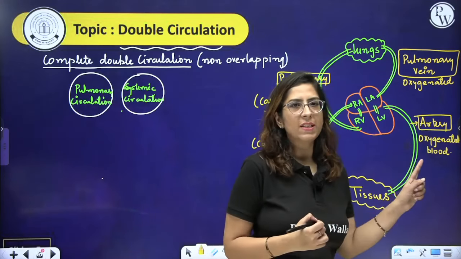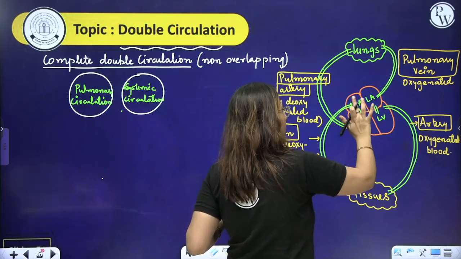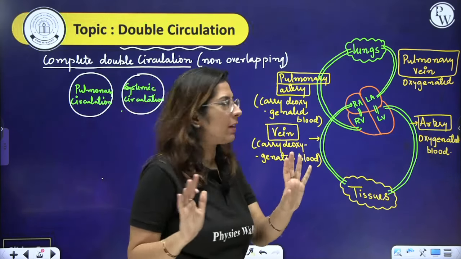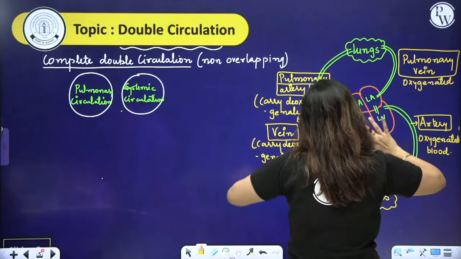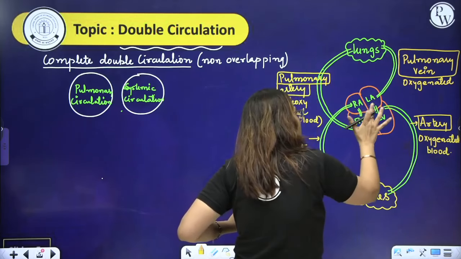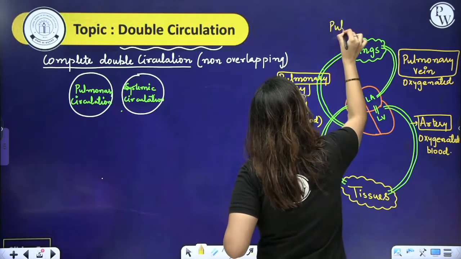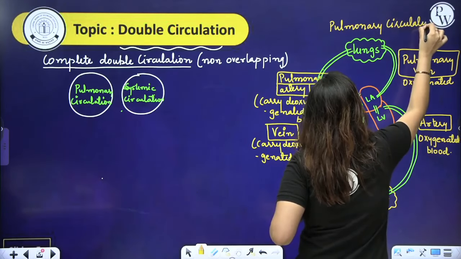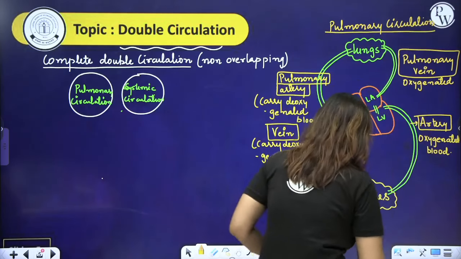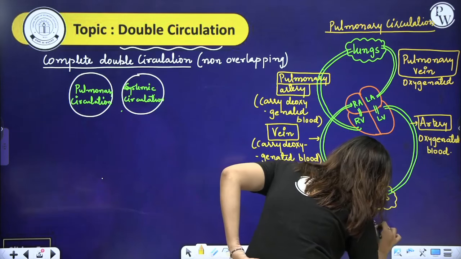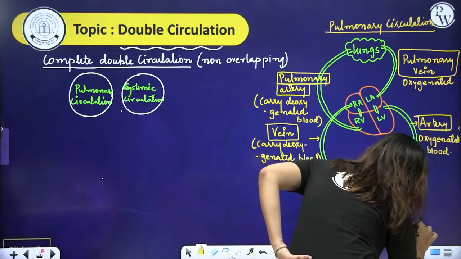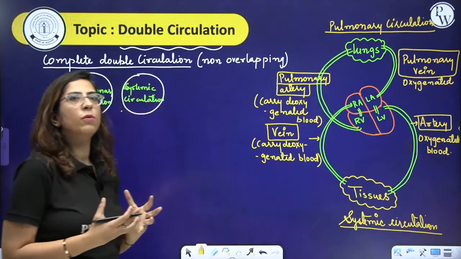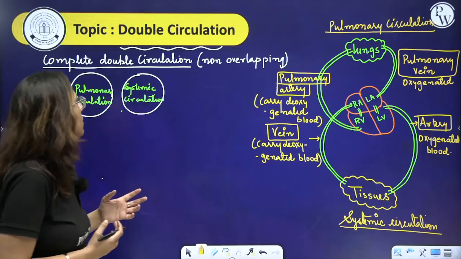Double circulation means circulation is happening twice. One circulation, and two, then this particular circulation. Now listen very carefully. This particular circle, from the right atrium to the lungs to the left atrium, is termed as the pulmonary circulation. Two circles. This is termed as the systemic circulation. Systemic means some things are coming towards the tissues and some things are going out from the tissue. This is termed as a double circulation.